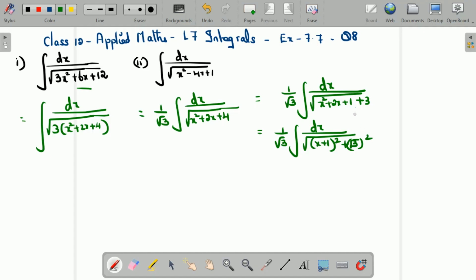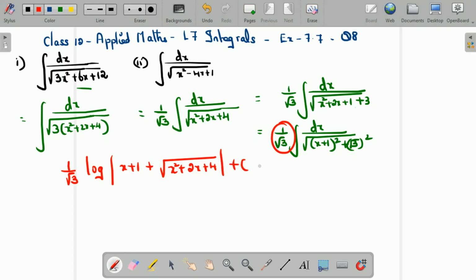Now this is of the form dx divided by root of x square plus a square. So we are going to put it in the direct formula, which is going to be log of x plus root of x square plus a square plus c. So I already have a 1 by root 3, so let's post that too. So 1 by root 3 log of x, in this case, is x plus 1 plus root of x square plus a squared. So x square plus a square will be nothing but this particular expression. So this is x squared plus 2x plus 4 plus c.